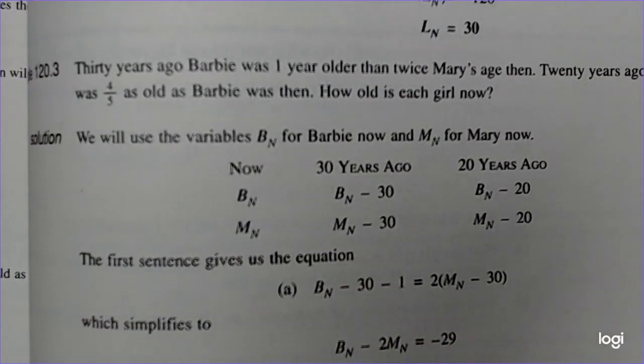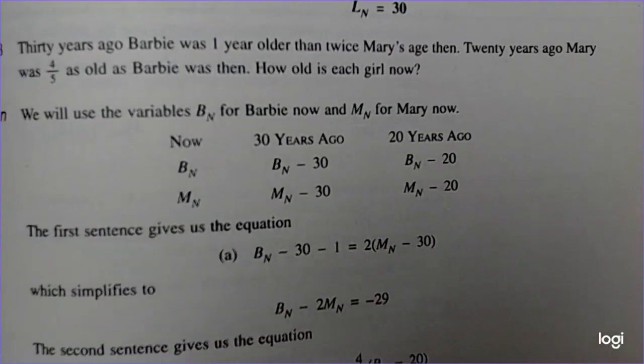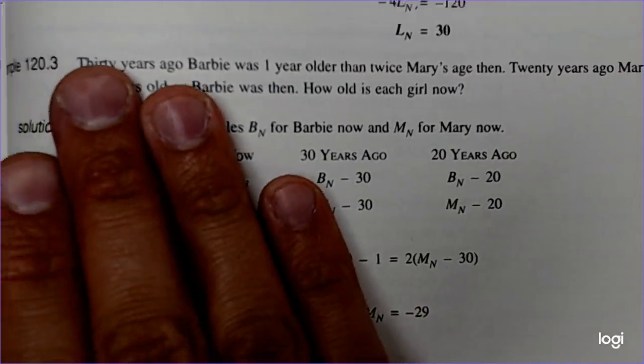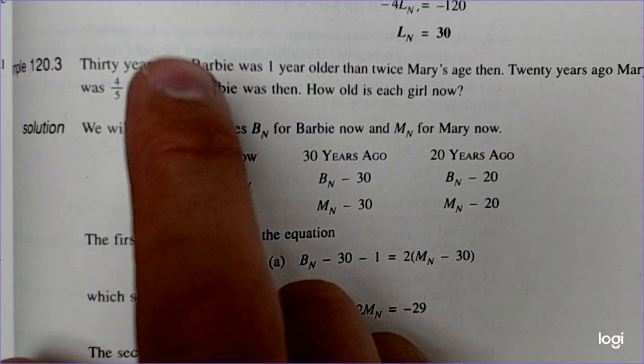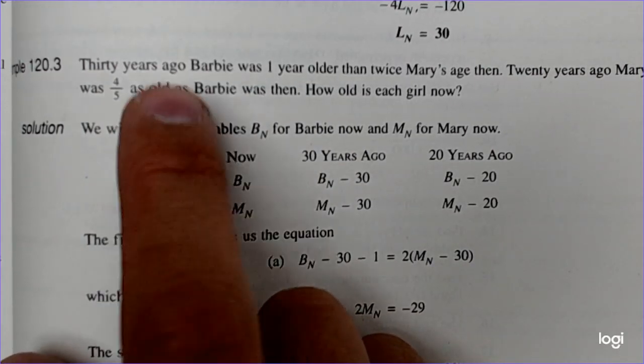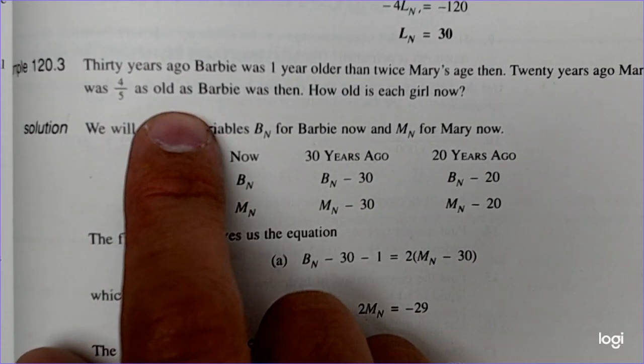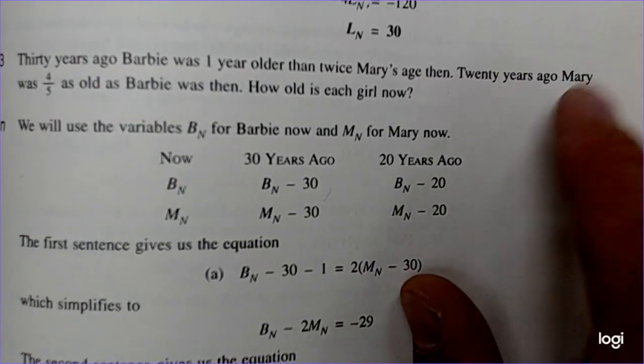Okay. So we've got example 120.3. They tell me 30 years ago Barbie was 1 year older than twice Mary's age then. Oh man. Okay. 20 years ago Mary was 4/5 as old as Barbie was then. How old is each girl now? Now remember, it's very important. I said we have to write all of ours in terms of the present. So 30 years ago, I'm not just going to start with Barbie 30 years ago. 30 years ago is going to be Barbie minus 30, and then 20 years ago, it's going to be everyone minus 20.